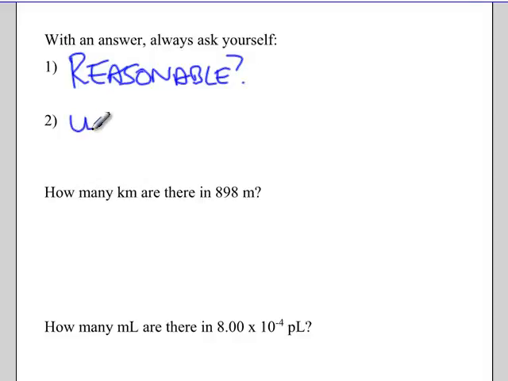Secondly, make sure that the units are correct. If the question is asking for a mass, double check that you calculated the correct unit. So maybe you calculated in grams, but the question asks for kilograms.